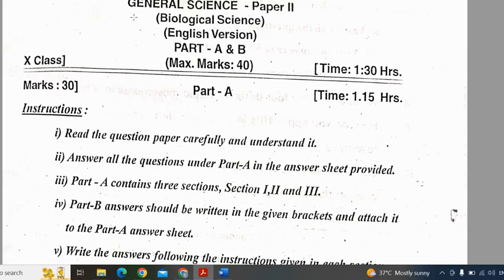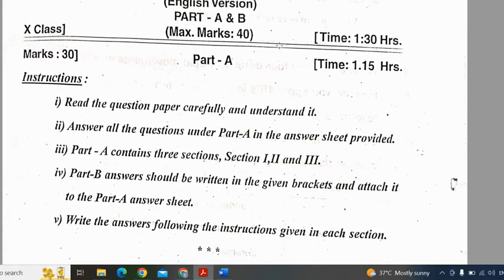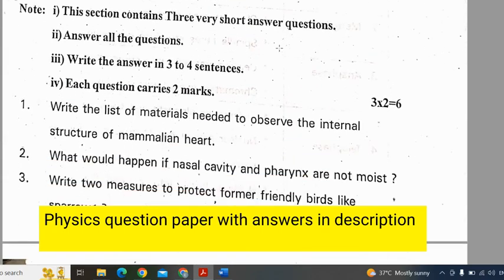Hi everyone, in this video we are going to discuss the pre-final 2 biological science question paper with answers. Section 1. In section 1 we have 3 questions, 2 marks each, total marks 6.